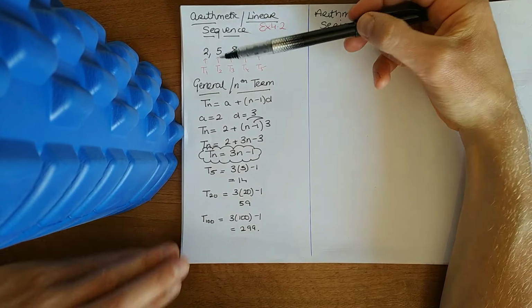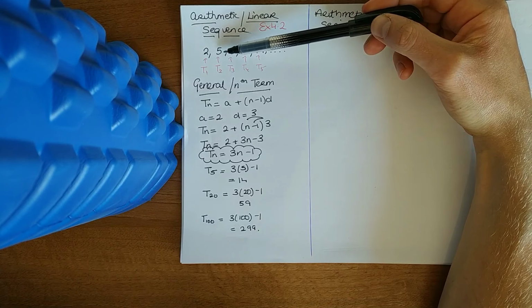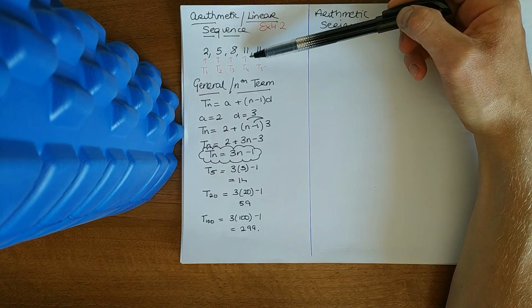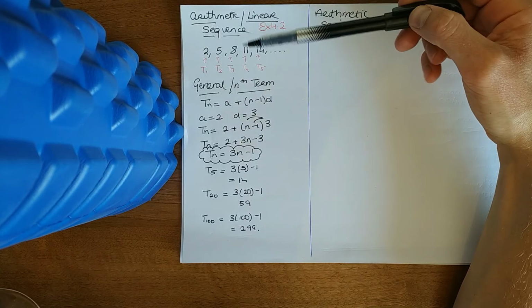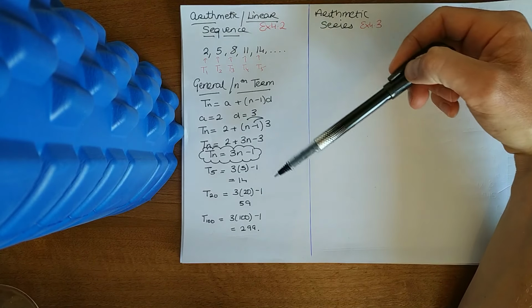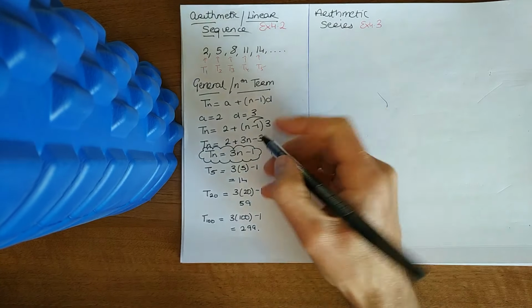So imagine this was my income. I was getting €2 the first year, €5 the second year, 8 the third year, 11 the fourth year. If I wanted to work out what I get in a particular year, if my wage increased by the same amount each year, I do this, the general or the nth term of a linear sequence.